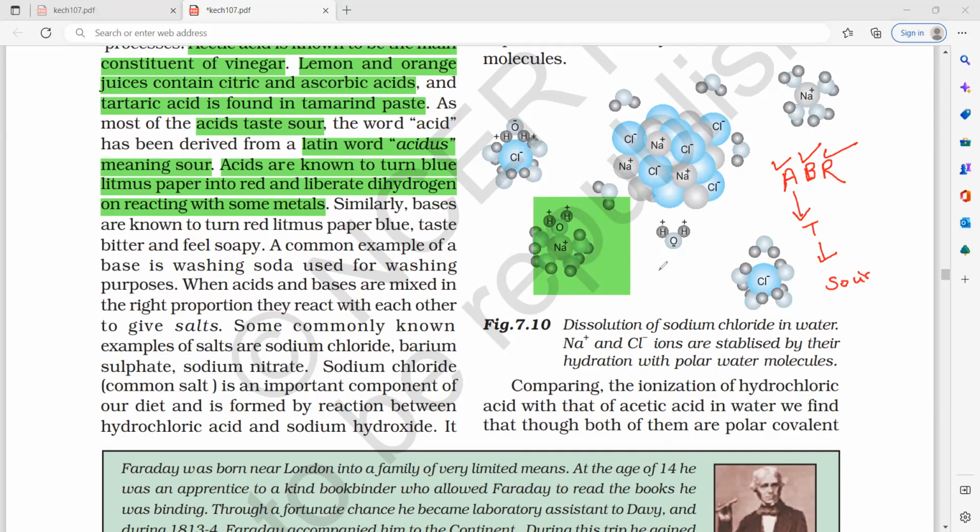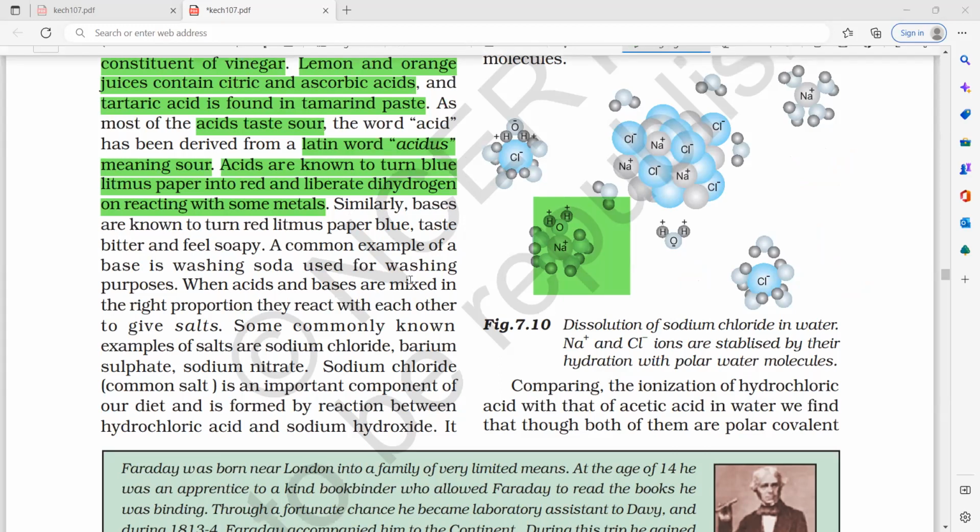What about base? Base turns red litmus paper into blue, and their taste is BTB, bitter. Okay, this is how you can relate things. Similarly, bases are known to turn red litmus paper blue, taste bitter, and feel soapy. This you know from your class 10th.